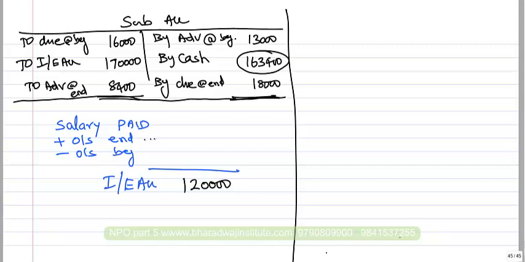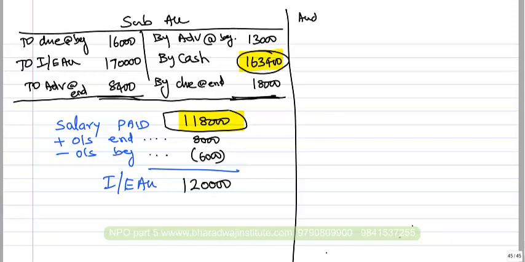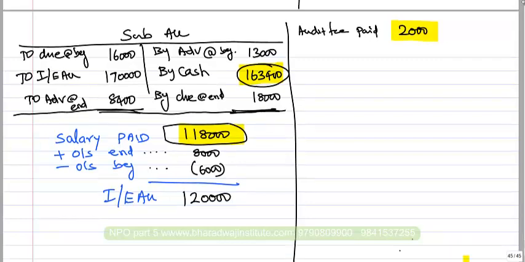1,20,000. Outstanding at the end 8,000. Outstanding at the beginning, do reverse working and find out. 1,18,000 paid. So this amount paid will come in the receipts and payments account. In audit fees, no working required. Already they have given what is paid. What is the audit fees paid? Audit fees paid 2,000. It is given to you in the problem itself, so no working required for that.